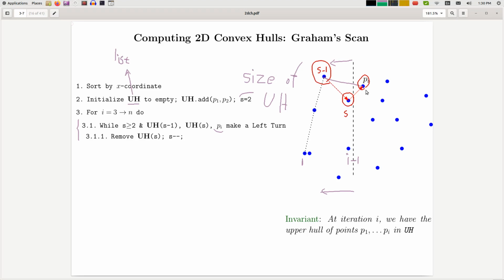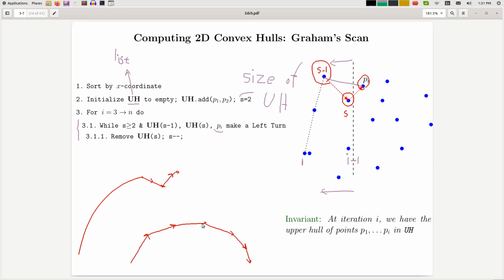If this makes a left turn, then I know that S is not part of the upper hull, because you have an upper hull that goes like this, and then you look at the last 3 vertices, say this one, and say this one. You can see that if I have a left turn, then the middle guy cannot be part of the upper hull. In general, when you have an upper hull that goes from left to right, you're always making right turns. That is the geometric observation that is used to create this algorithm.